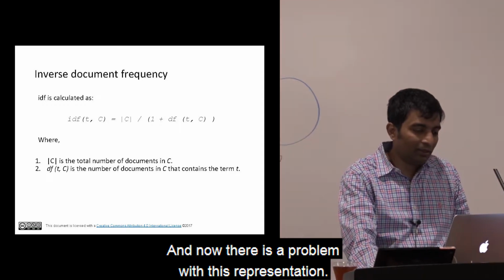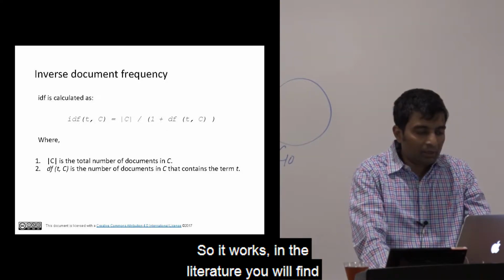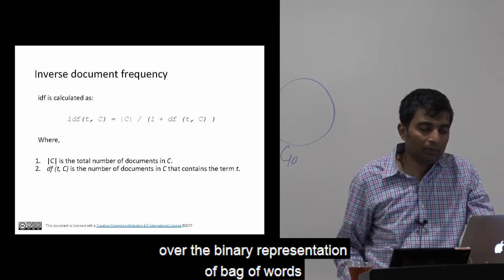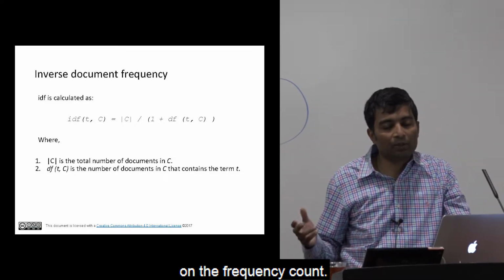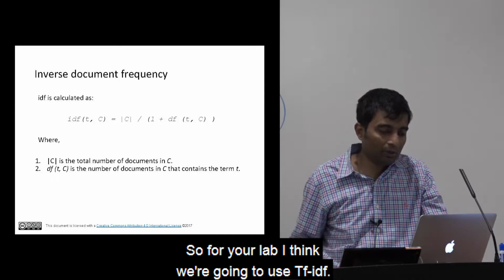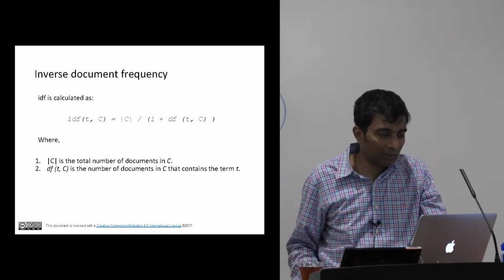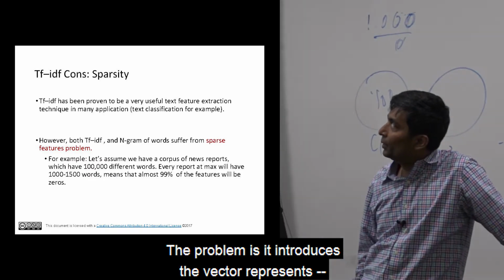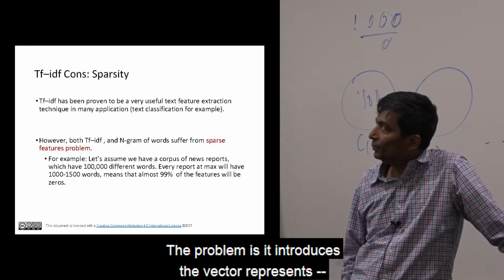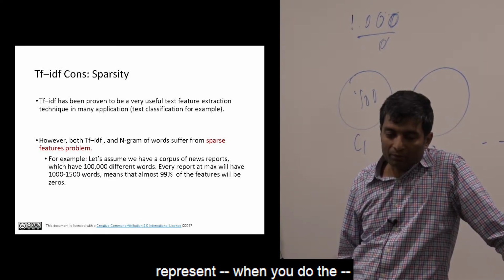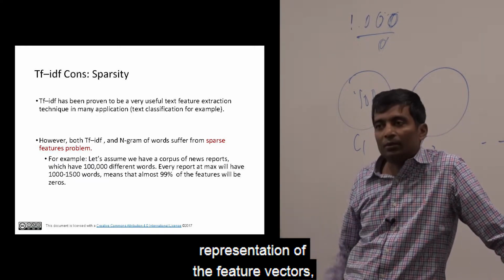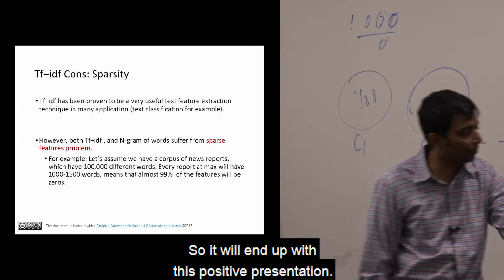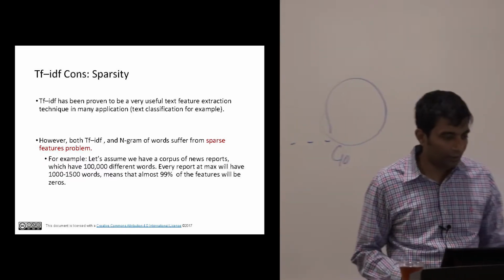And now there is a problem with this representation. In the literature, you will find that TF-IDF works reasonably well compared to the binary representation of bag of words or the frequency count. So for your lab, I think we are going to use TF-IDF. But it introduces some problems also. The problem is that when you come up with the vector representation of the feature vectors, many features will be 0. So it will end up with a sparse representation. That's a problem we have.